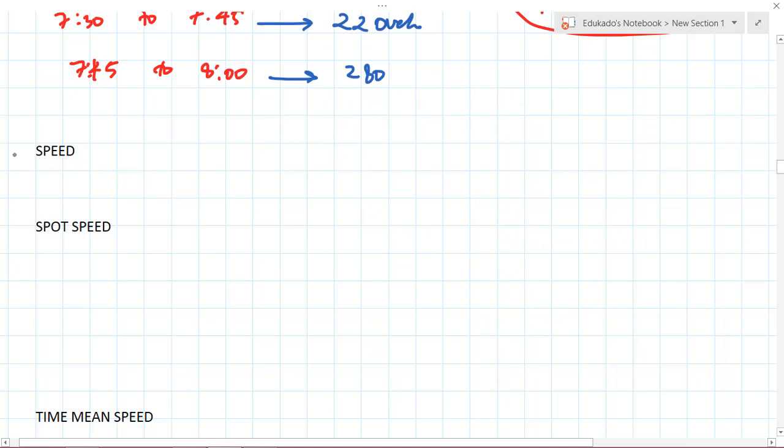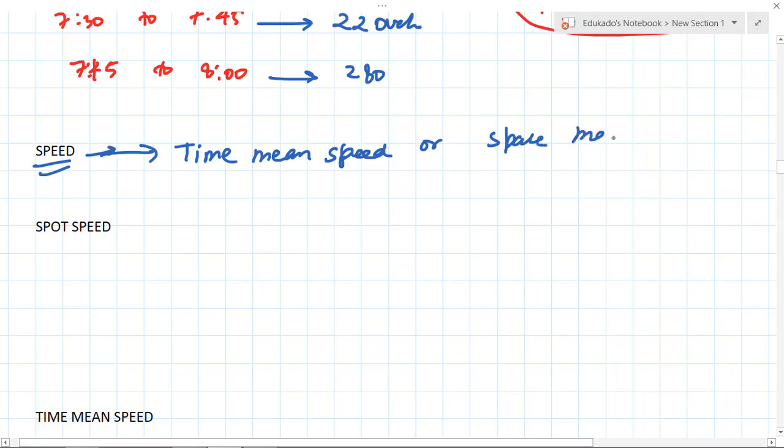So when you are talking about speed, it is again one of the basic parameters of traffic flow. We just discussed this point in the starting of this lecture. When we talk about speed, we will talk in terms of time mean speed or the space mean speed. Now we will understand in a bit what these things are.